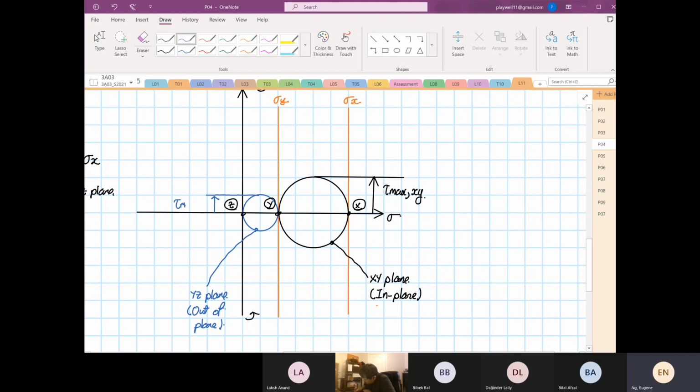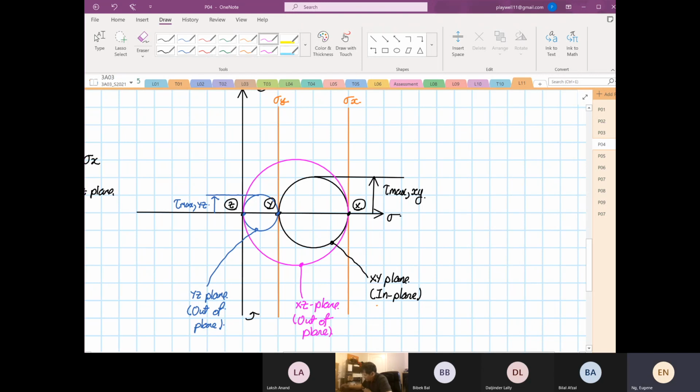Okay, and then the next one, this is your maximum for your YZ. Now you know why is it YZ, right? Because it touches point Y and point Z when you draw the circle. And we have another circle. Okay, we have a third circle. So the third circle is this circle over here. Okay. So this circle over here is our what? XZ plane. And this is our out of plane.